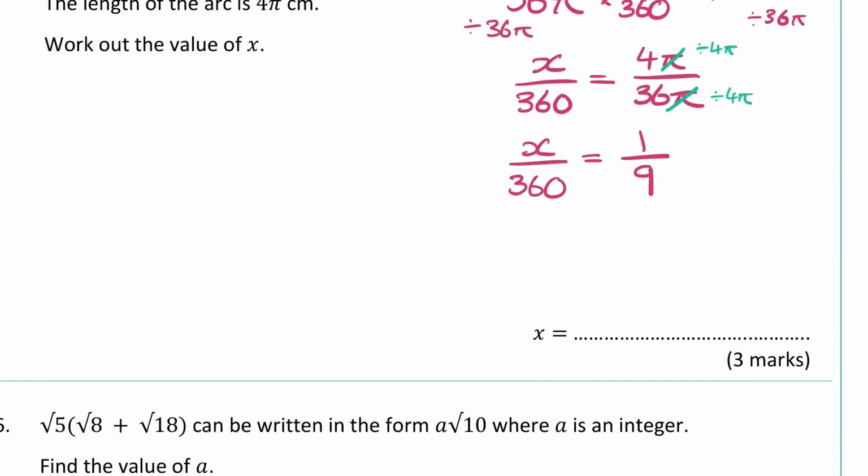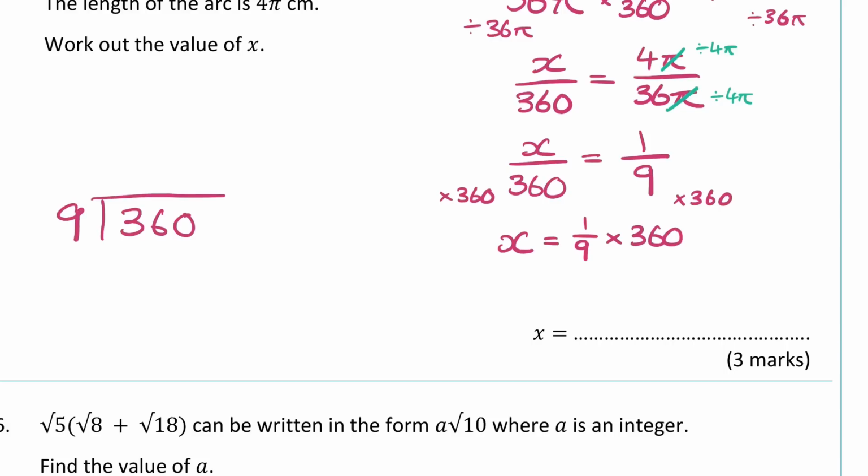We're almost there. We just need to multiply by 360. Multiplying by 360 gives us x is equal to 1/9 times 360, which is 1/9 of 360. So I can do, to the side now, 360 divided by 9. 9 goes into 36 4 times with our 0, so x is equal to 40. And there we go, the angle must be 40 degrees.